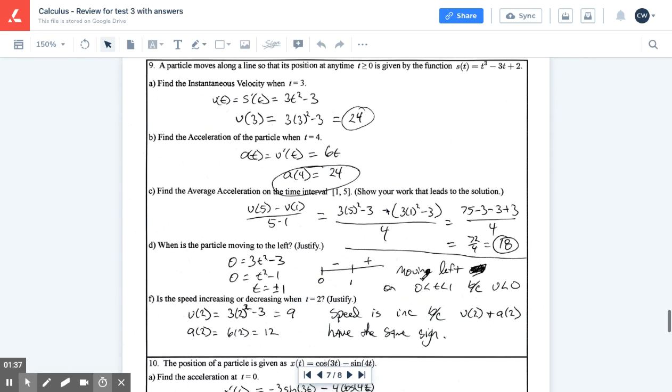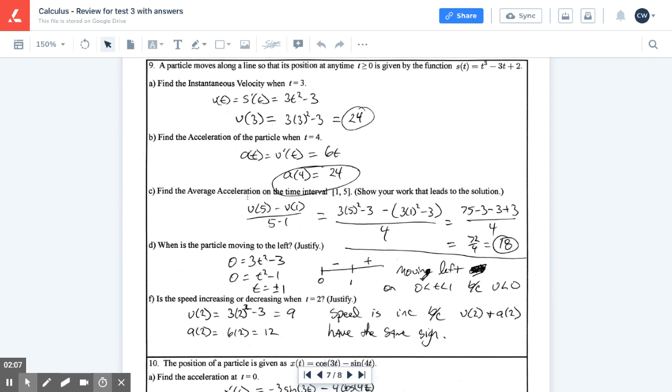Number 9, a particle moves along the line, so its position at any time t greater than or equal to 0 is given by s of t equals t cubed minus 3t plus 2. Instantaneous velocity, that just means take the derivative and plug in. So I took the derivative, I plugged in 3, and we got 24. Find the acceleration. So that means I need the derivative of velocity, and then I plug in, so 6 times 4 gives me 24.